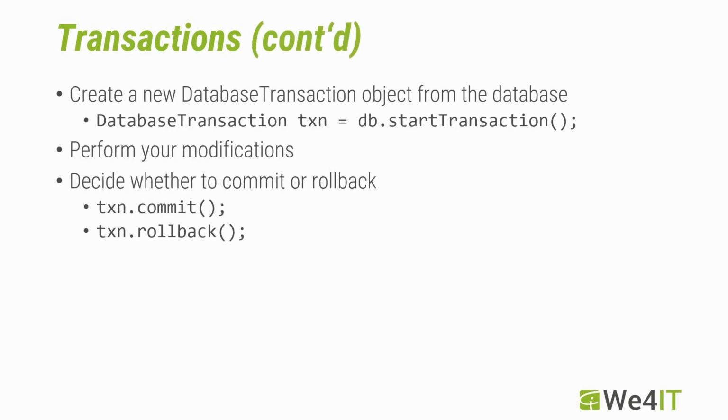Thanks ODA, we now have a transaction functionality, and it's very, very easy to use. These are just 3 lines of code to add to your existing application code. You just have to create a new so-called database transaction object from the Notes database object. So db in this case is simply a database object. And the new method is start transaction. Then you can perform your modifications and decide afterwards whether to commit or roll back. These are the terms when it comes to transactions.